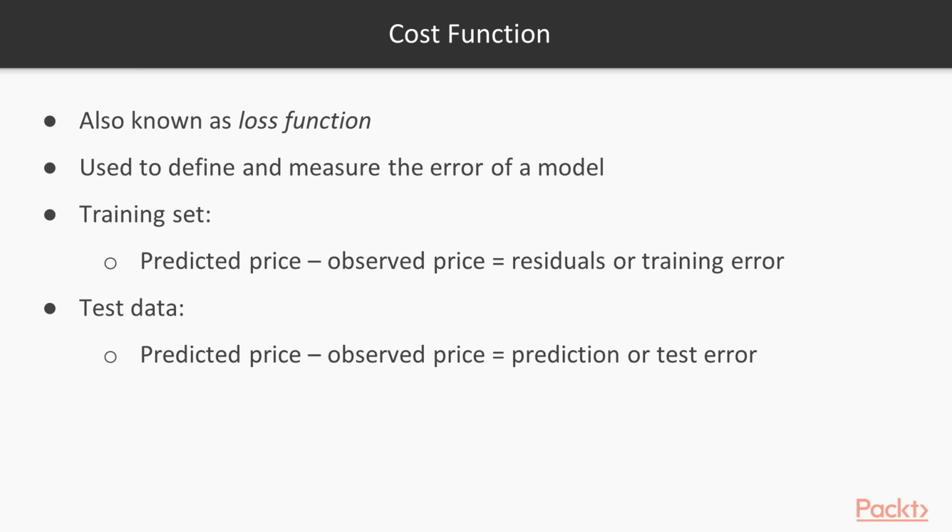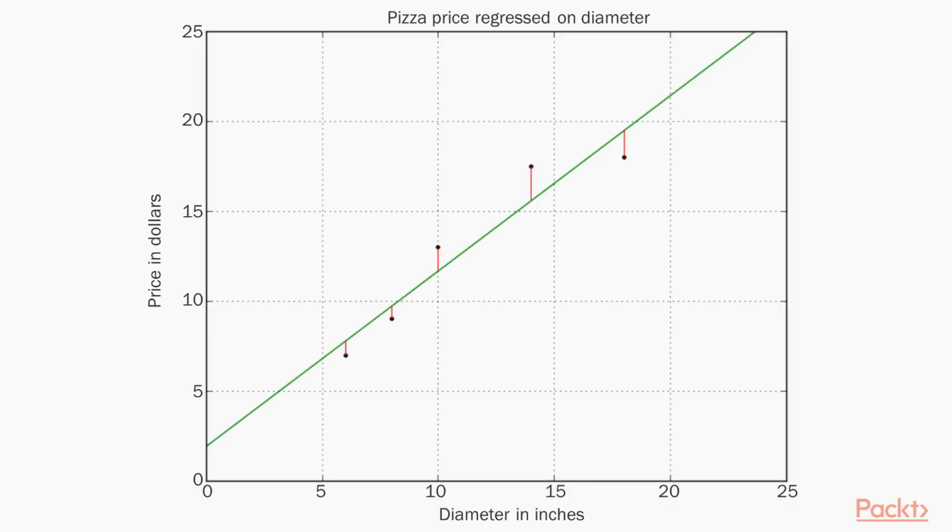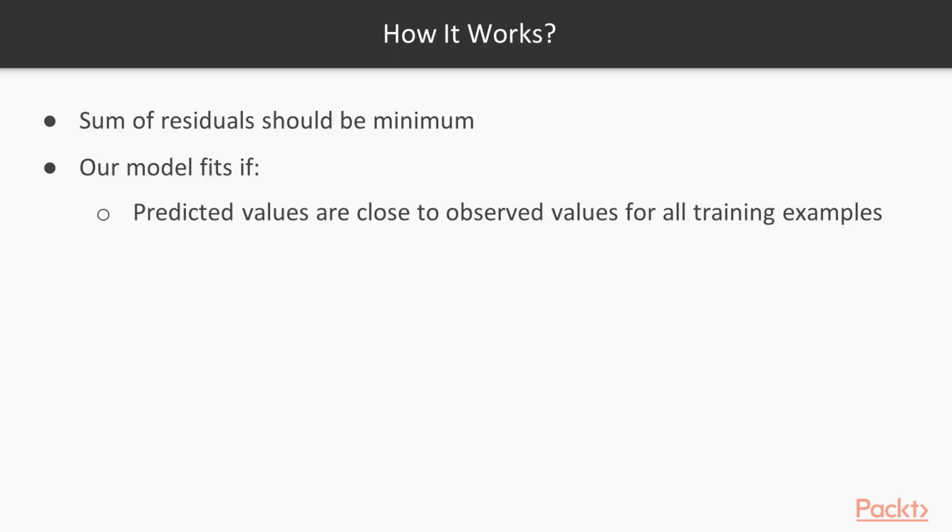The residuals for our model are indicated by vertical lines between the points for the training instances and the regression hyperplane in this plot. We can produce the best pizza price predictor by minimizing the sum of the residuals. That is, our model fits if the values it predicts for the response variables are close to the observed values for all of the training examples.